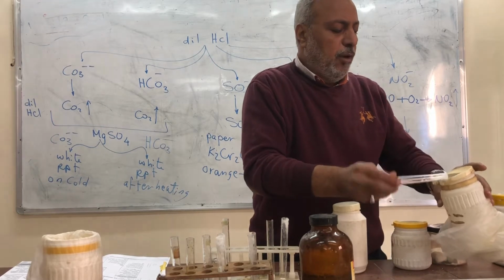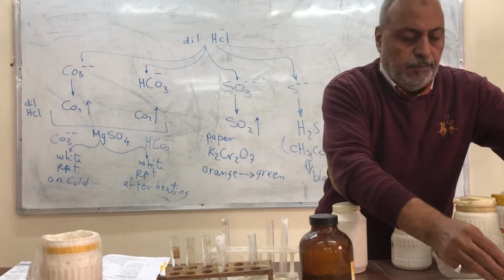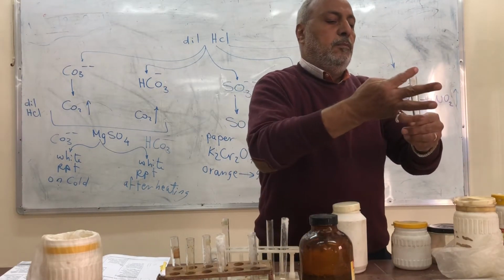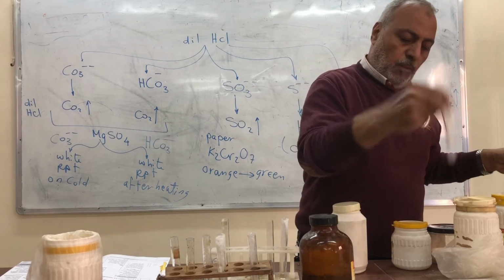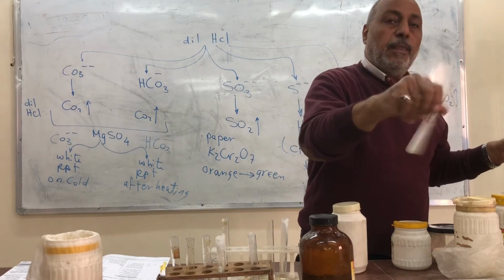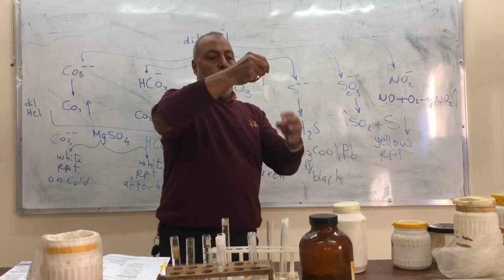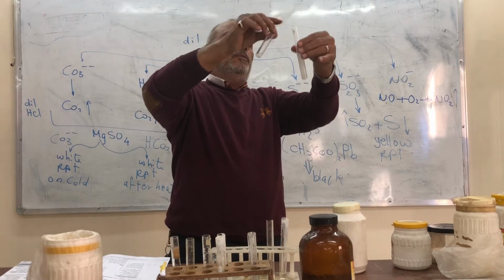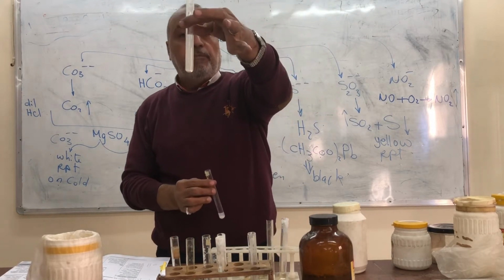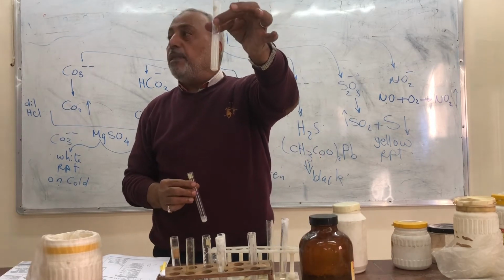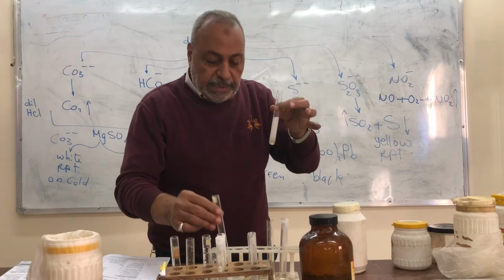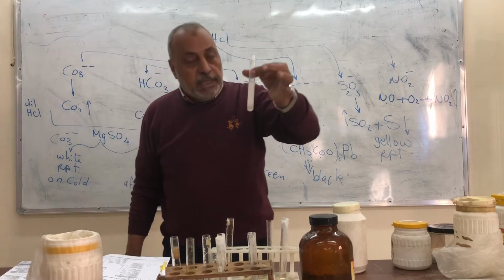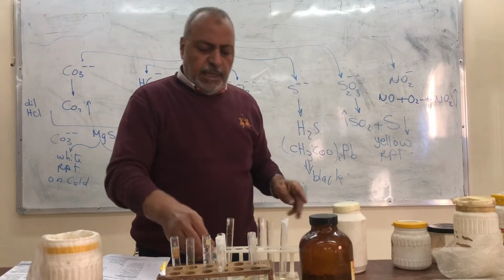Salt solution of carbonate, sodium carbonate, with magnesium sulfate. It forms a white precipitate. It appears clearly, a white precipitate in the cold. It means that this salt is sodium carbonate and this anion is carbonate. This is the first experiment.